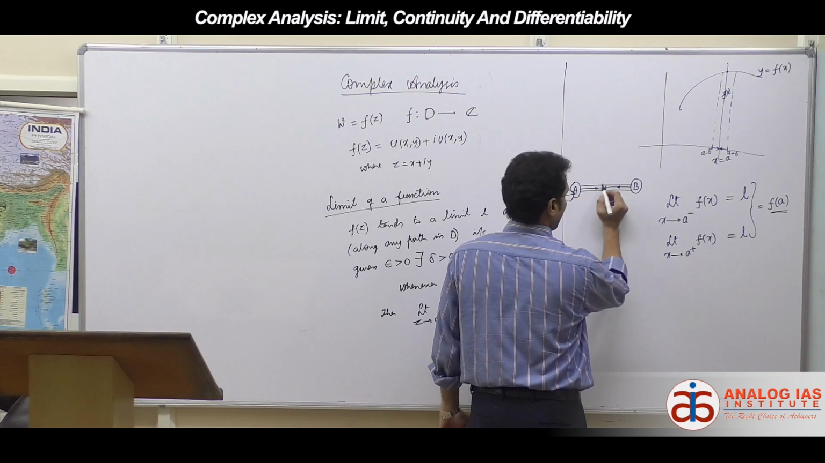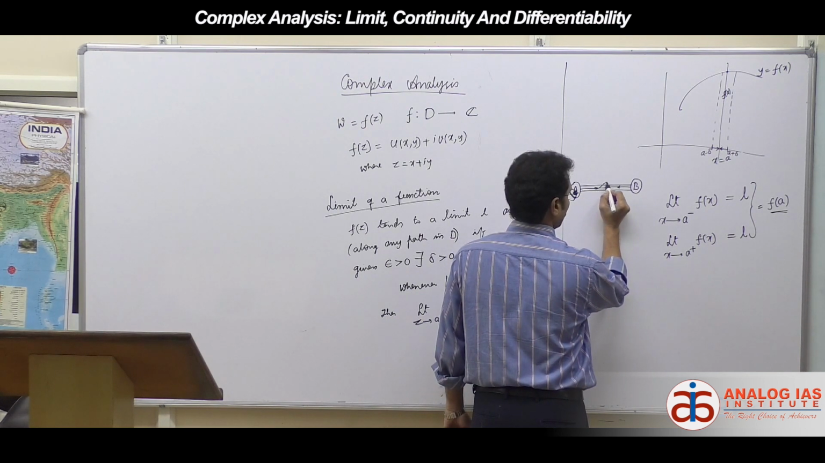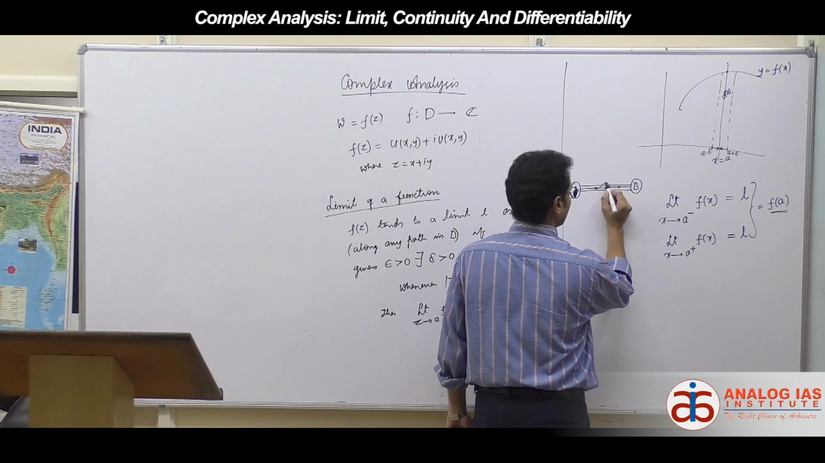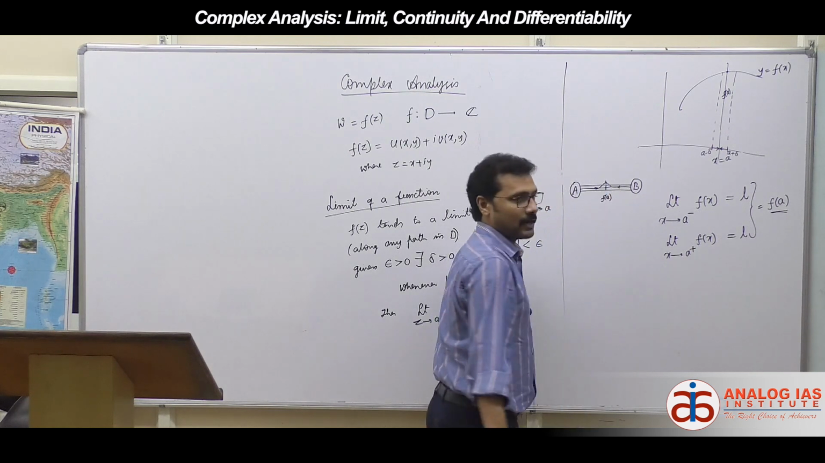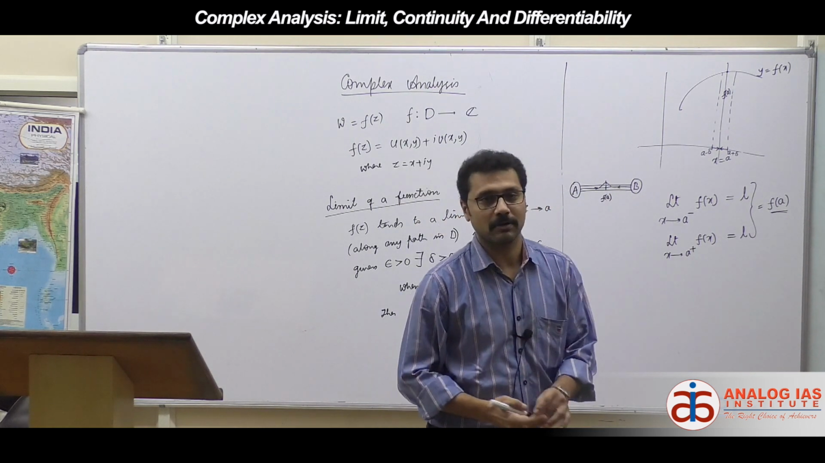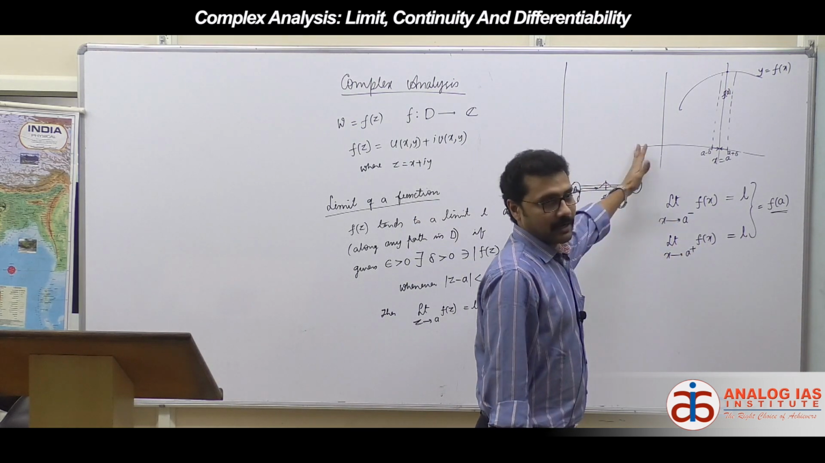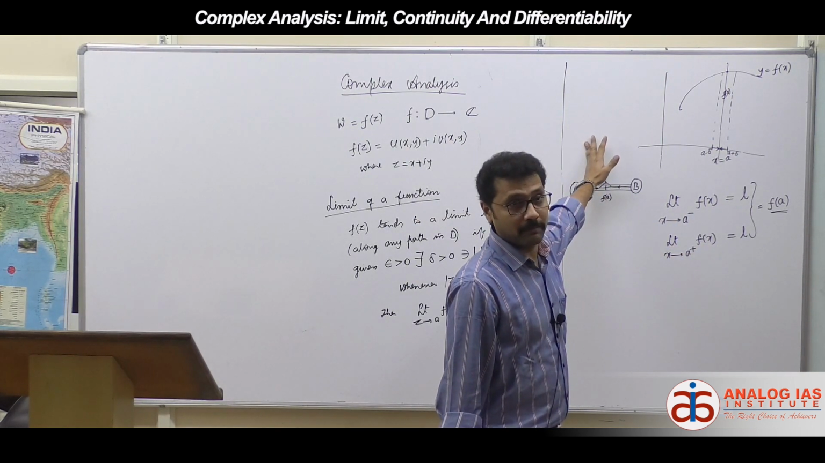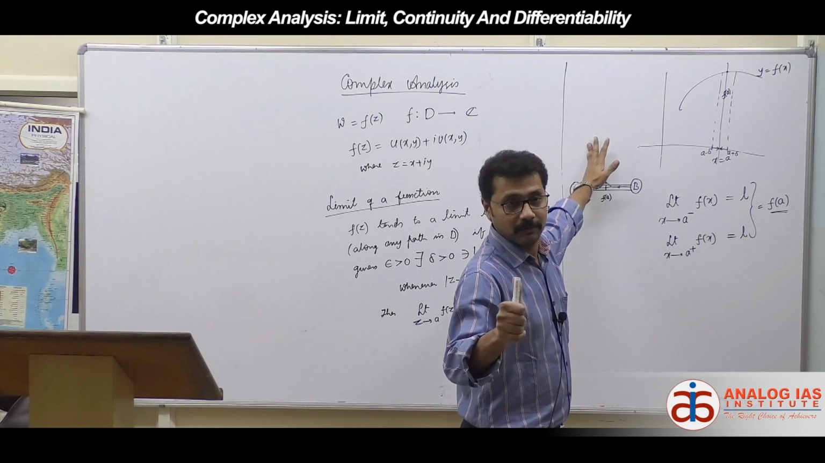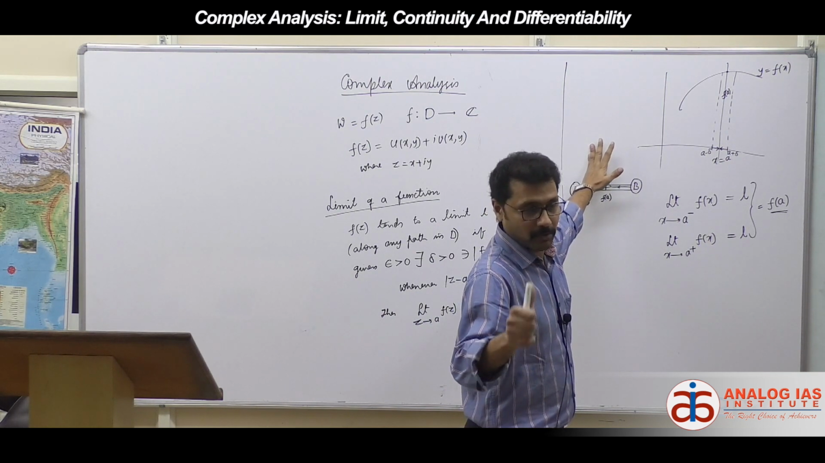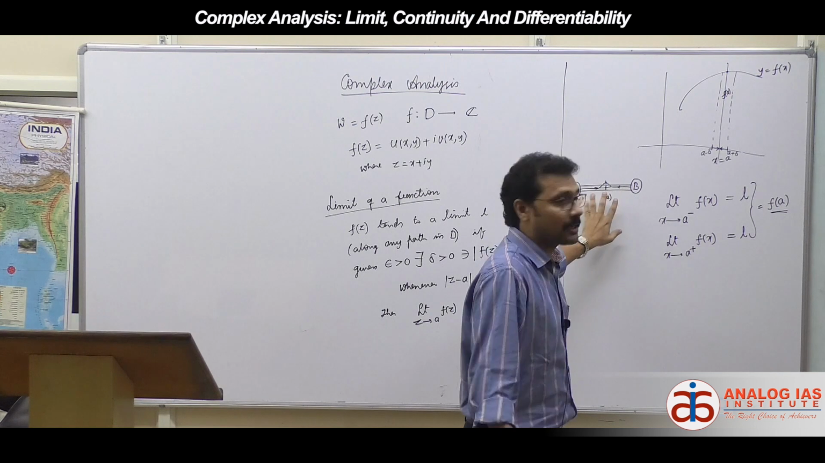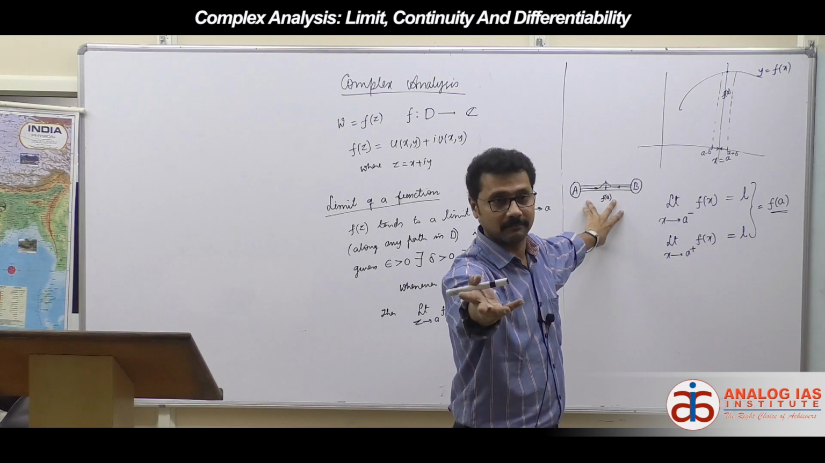You start from A, you go like this, B also comes like this, both of you meet here. Left hand limit equal to right hand limit, but is not equal to f of A. Both of you are meeting at some point, but where are you meeting? You are not meeting on my curve. Therefore, I cannot say it is a continuous curve.